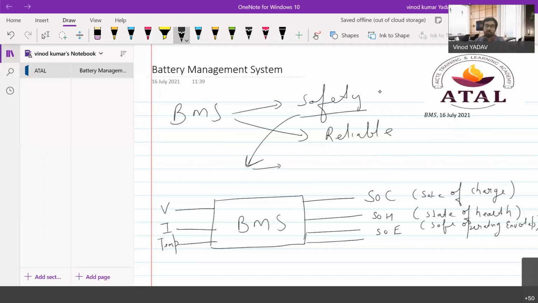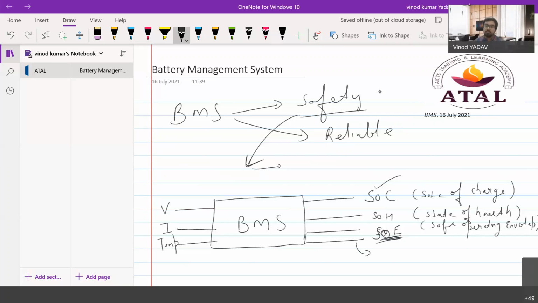There are no faulty conditions, no runaway problem, no thermal runaway problem. So safe operating envelope means the life cycle, or we can say the state of charge and the state of health, are basically described by this envelope, which defines the maximum charging current as well as the maximum discharging current, and that is the safe operating area.